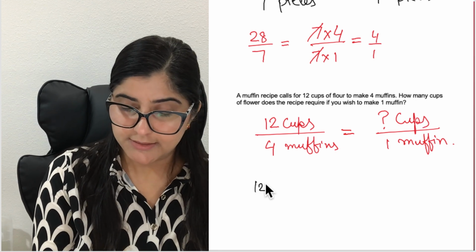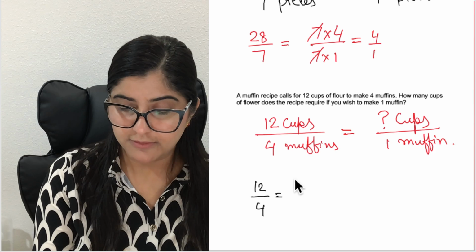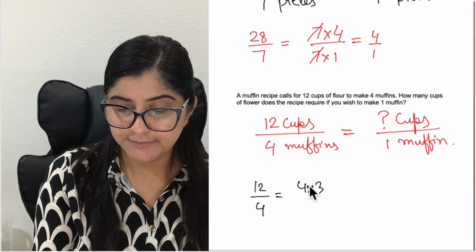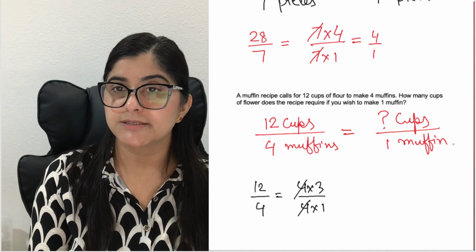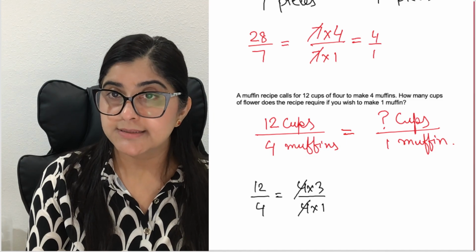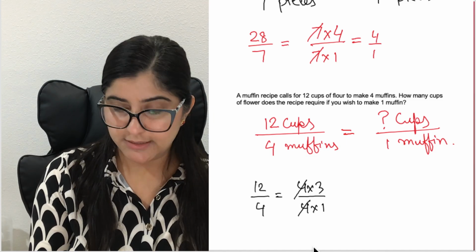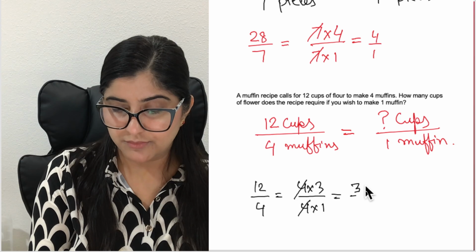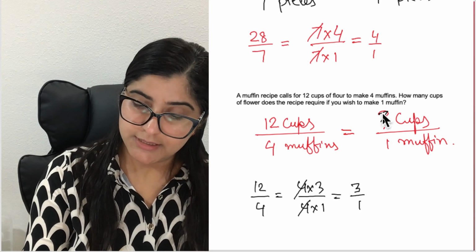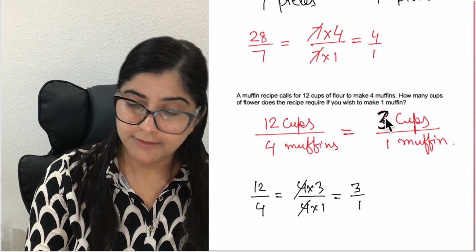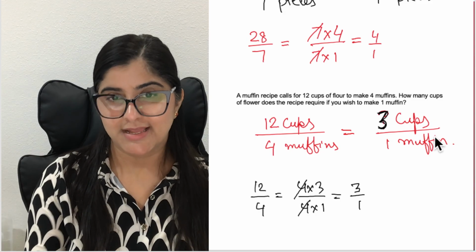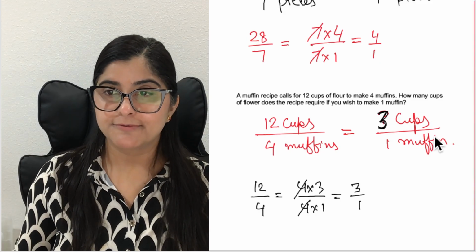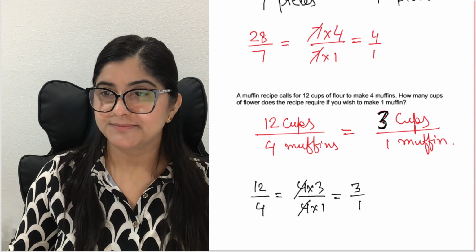Try to write this fraction in the smaller form. So 4 is a common multiple. We write both the numerator and denominator as a multiple of 4. We will cancel the same factor 4 from the numerator and denominator and we are left with 3 over 1. So this unknown value is 3. So we need 3 cups to make one muffin. This is how we simplify fractions. Thank you.